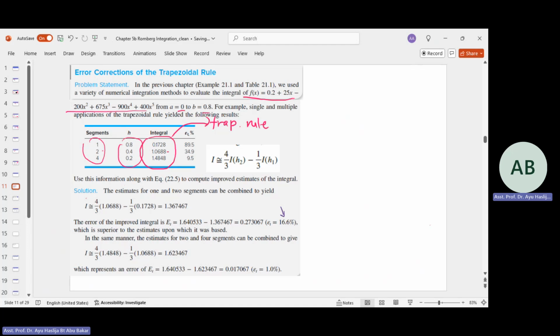Now it asks you to estimate for 1 and 2 segments. It asks you to compute improved estimates of the integrals. Now, this one is going downwards. Okay, so we move sideways. Now, this is the equation of O(h^4). This is the first step, O(h^2), first integration.